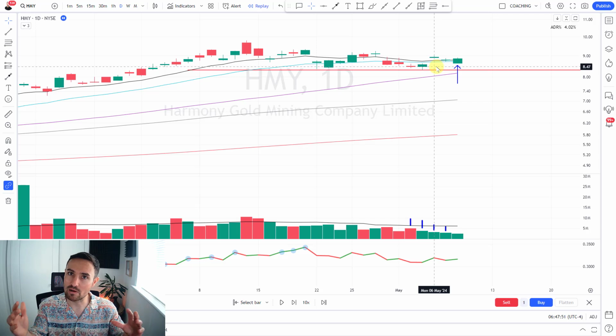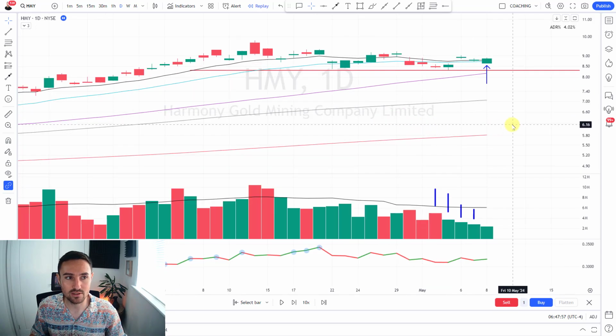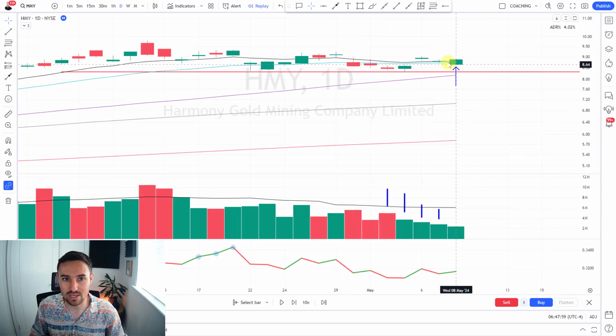Remember in part 1 where I was taking you through the belt hold bullish? Gap down, open on the low of the bar and push up. So what's that telling you about the presence of demand? What's that bar telling you?